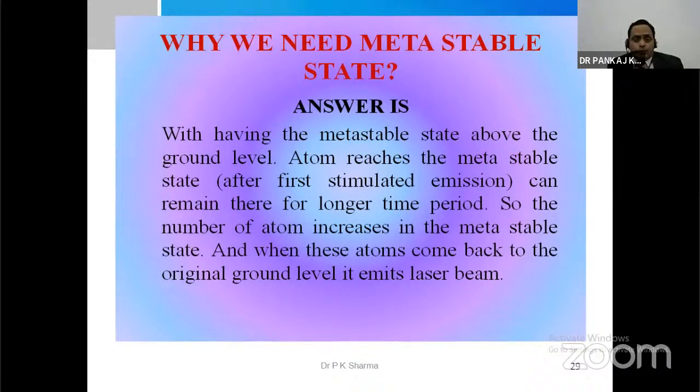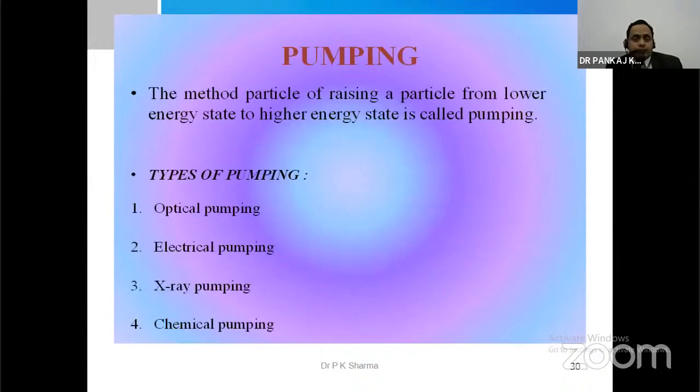The answer is that with the metastable state above the ground level, an atom that reaches the metastable state after the first stimulated emission can remain there for a longer time period. Therefore, the number of atoms increases in the metastable state, and when these atoms come back to the original ground level, they emit a laser beam. So the continuity of the laser beam is an essential part of the metastable state, due to its long lifetime in comparison to the excited energy level.